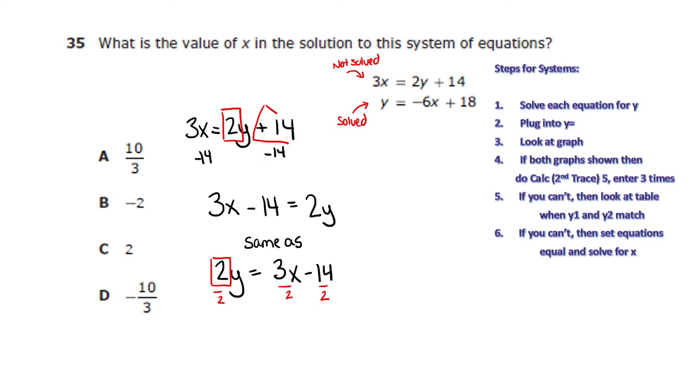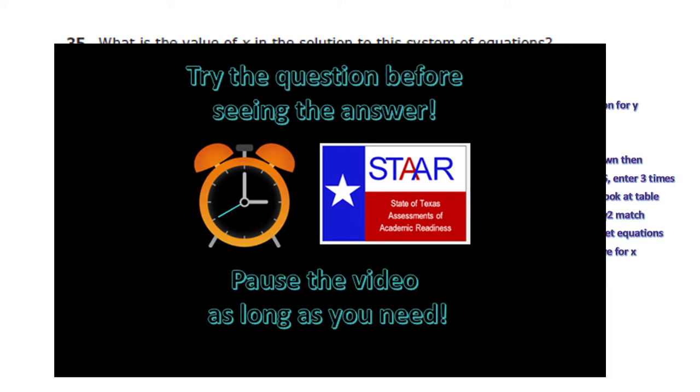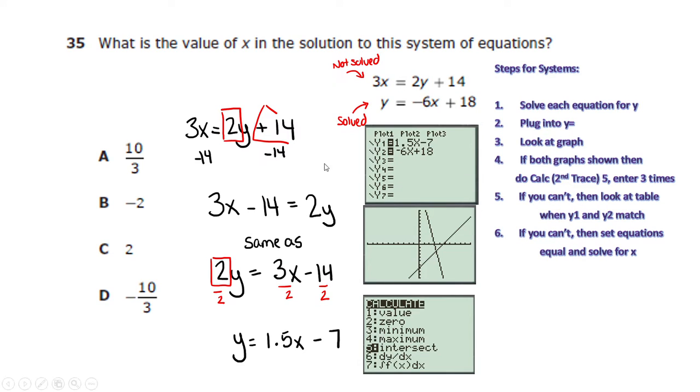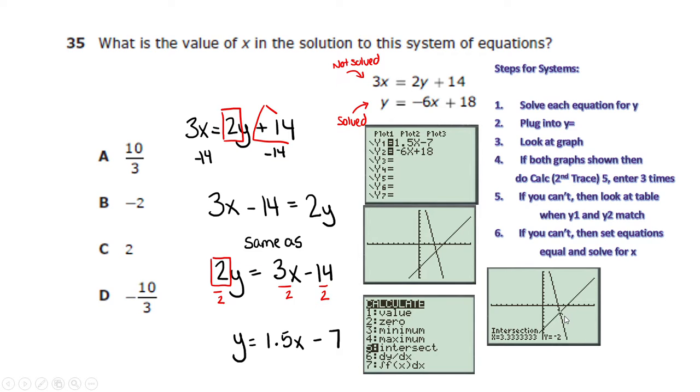Okay, that's it for hints. Here comes the answer. So 3x divided by 2 is 1.5x. Negative 14 divided by 2 is minus 7. Type both of those into my y equals key. Looking at the graph, I see both of them. So then I'm going to do second trace 5, enter 3 times, and I'm going to see where the intersection is. It is 3.33 and negative 2. But we only want the x value. Well, 3.33 repeating is 10 over 3, so that would mean A is my answer.